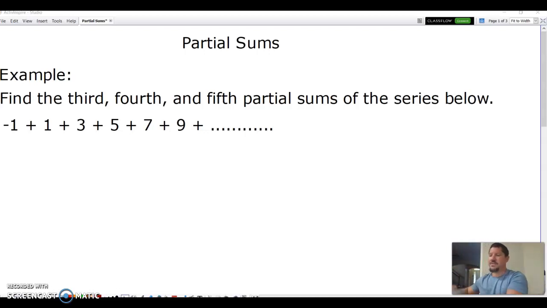Arithmetic series only have partial sums. Geometric has partial, but it also has infinite, which I have a video. You'll have a video to watch over infinite sums of geometric series.